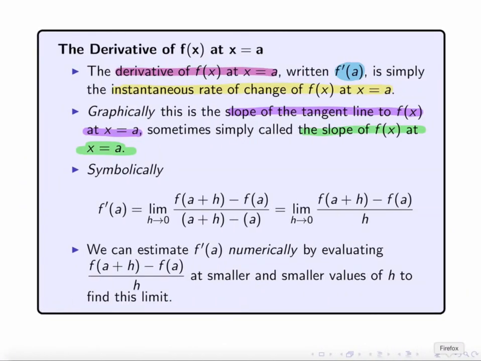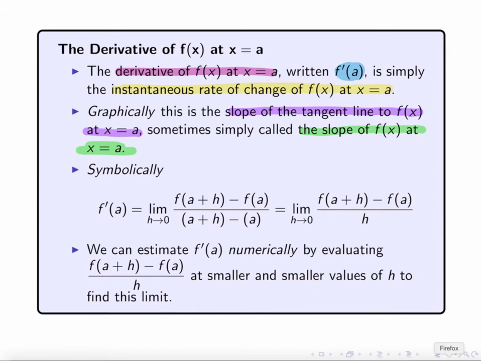So again, for the derivative of f of x at x equals a, we use this notation f prime of a. When you see that prime, it means derivative, which means slope. So it's the instantaneous rate of change of f of x at x equals a. Graphically, that's the slope of the tangent line to f of x at x equals a, and sometimes we just call that the slope of the function f of x at x equals a. So all of those highlighted things were the equivalent statements that we had written on the previous slide, except now we've added a notation: we use this prime to mean derivative. So f prime of a means the derivative of f of x at x equals a.